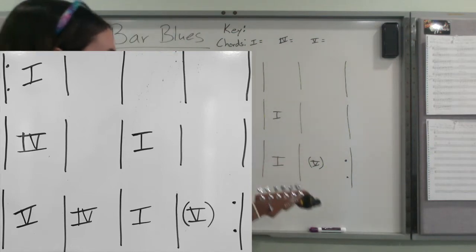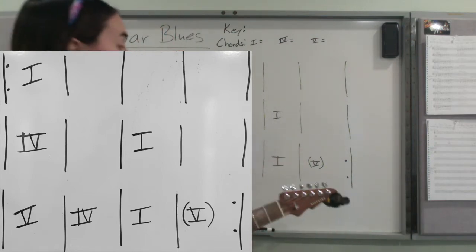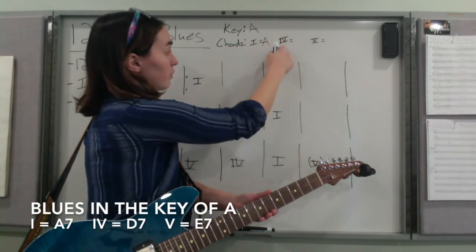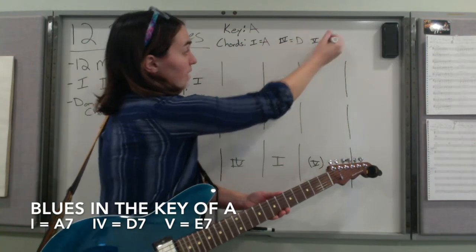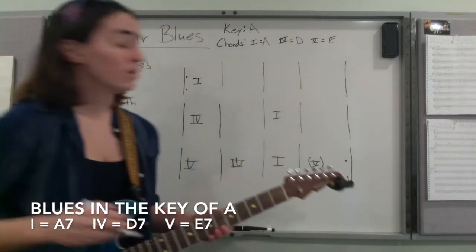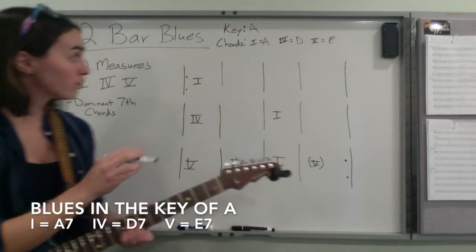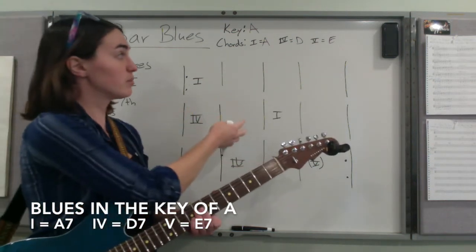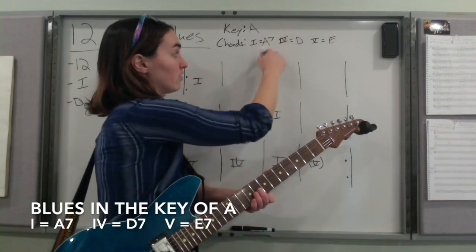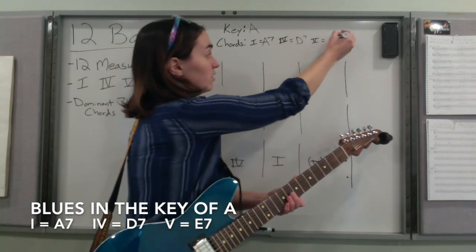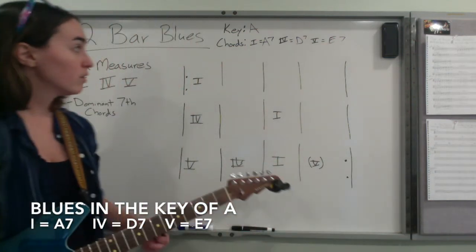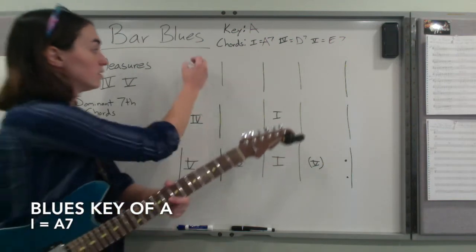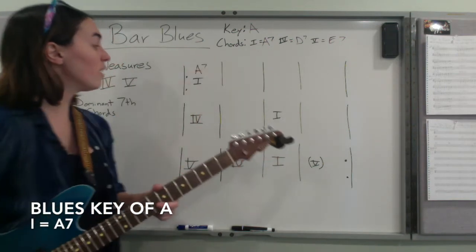So in the key of A, the 1 chord is A, the 4 chord is D, and the 5 chord is E. Now we said we want our chords for a blues to be dominant 7th chords. So before I plug these in my formula, I need to make sure I'm writing A7, D7, and E7. Okay. First chord we need is the 1 chord for the key of A. That's going to be A7. That's the first chord we're going to play.